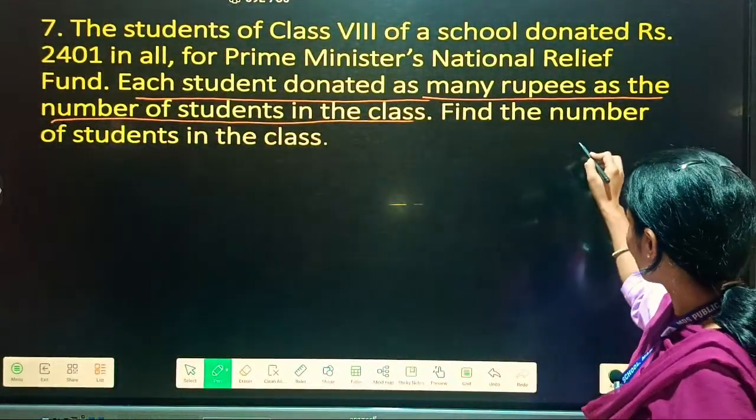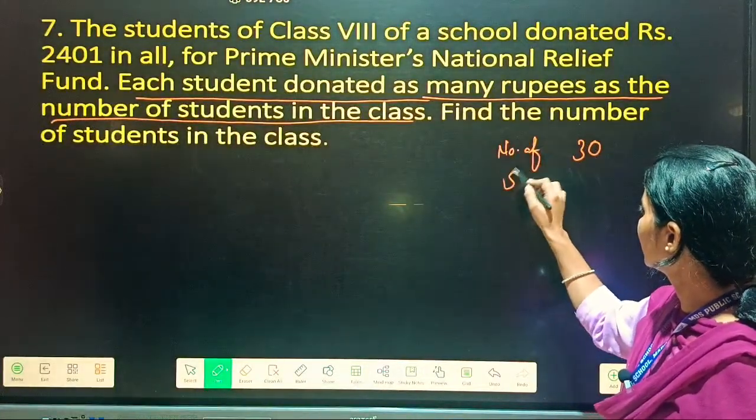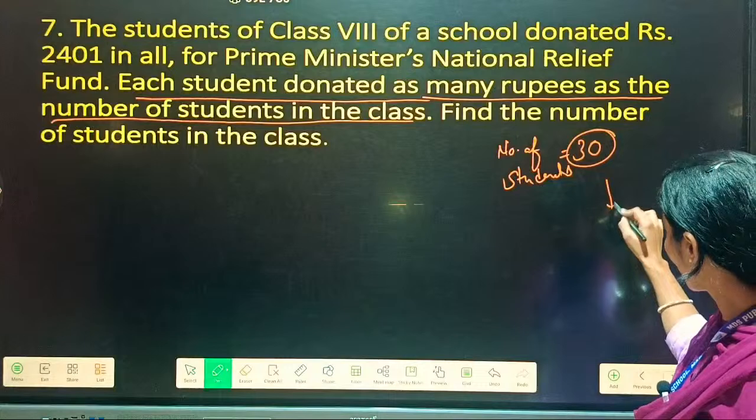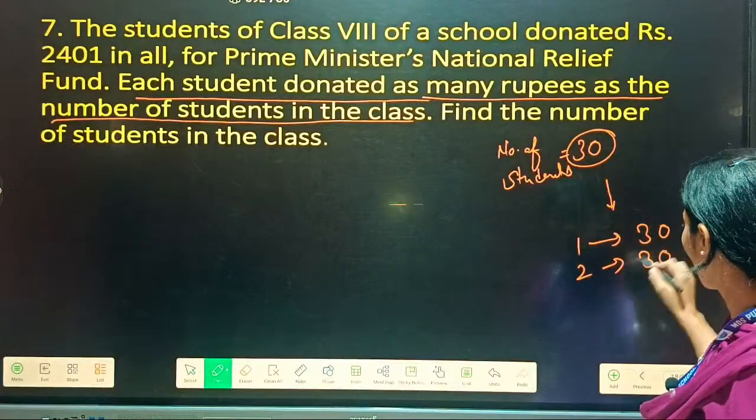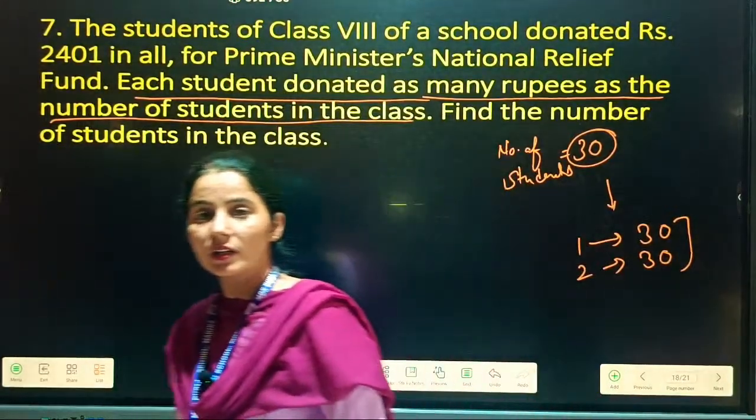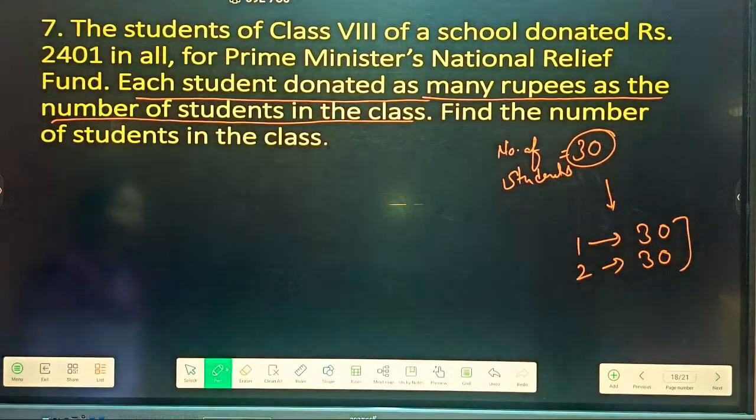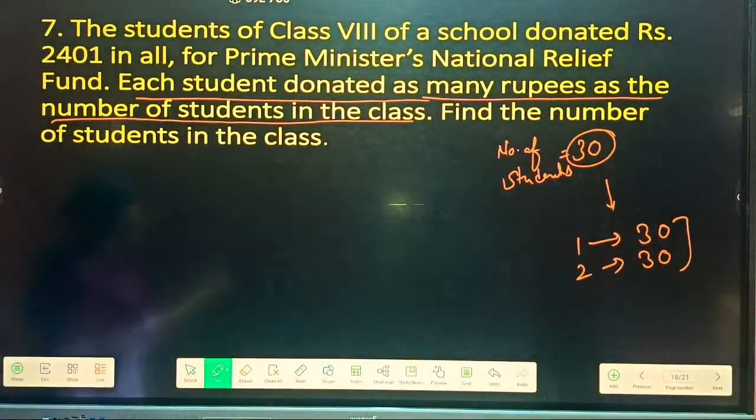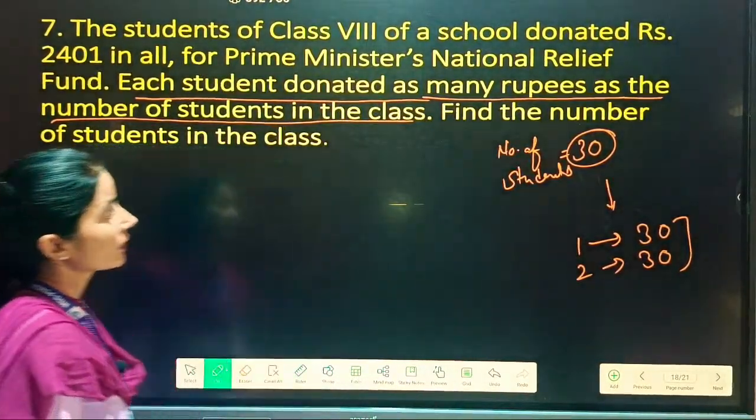Suppose in your class 30 students are there. Number of students are 30. Then each student will donate 30. The next student also will donate 30. However many students there are, they will donate the same rupees. Each student donated as many rupees as the number of students. If in your class 30 students are there, then each student will donate 30 rupees. So let us simplify this question.